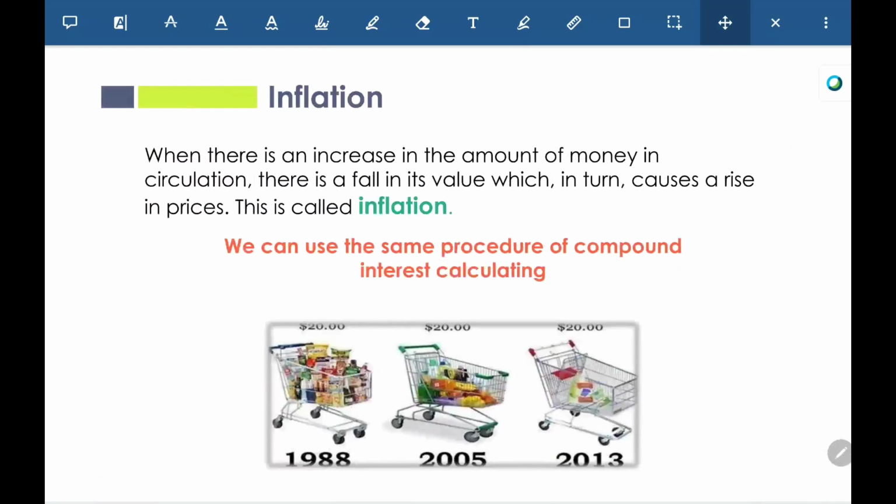And the money is not the same value when time passes by. When there is an increase in the amount of money in circulation, there is a fall in the money value, which in turn causes a rise in prices. This is called inflation. For easy understanding, look at this picture. In year 1988, you have $20. You can buy many things to fill the cart, but when time passed by, in year 2013, the same amount of money, but the value is not the same. The value has decreased. You can buy only a few things in that year. This is called inflation. And for inflation, you can use the same procedure of compounded interest for calculating the inflation.